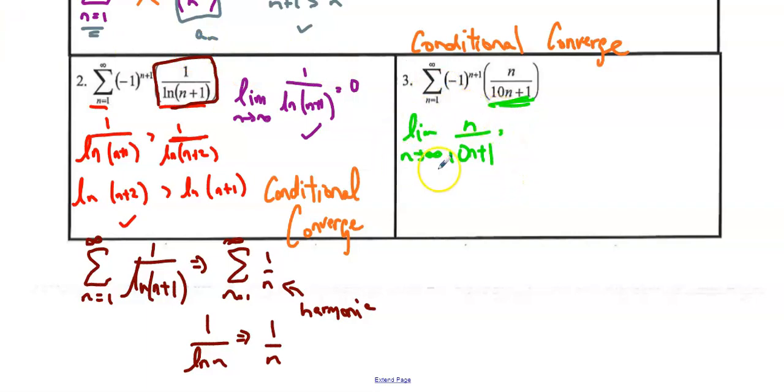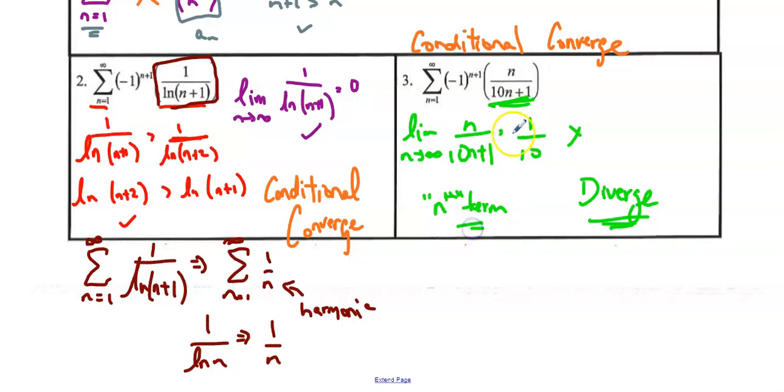If we take the limit of n over 10n plus 1, I can see this limit actually equals 1 over 10, right? Because the highest degree of the numerator is equal to the highest degree of the denominator, so the limit is 1/10. So we automatically know that this series will diverge immediately. We could also look at the nth term or the divergence test to know that this series is not going to converge.